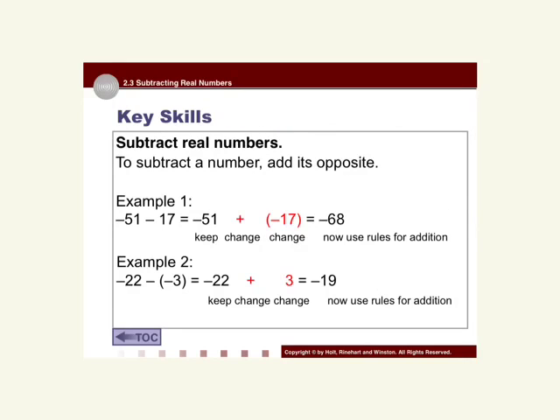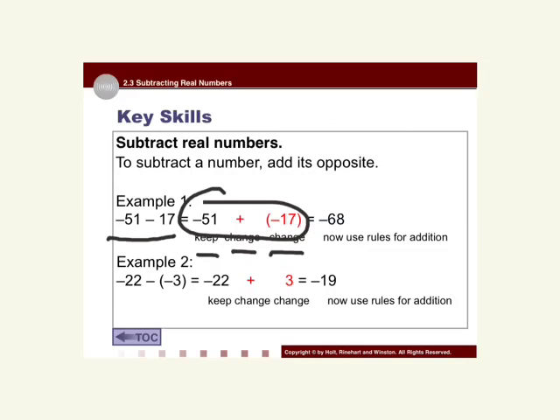So if we take a look here, we have negative 51 minus 17. Well, we're going to keep the negative 51. We're going to change the minus sign to a plus sign. We're going to change the 17 to a negative 17. Now we use the rules of addition. So in this case we have same signs, so same signs add and keep. Different signs subtract. Take the sign of the larger number, your sum will be exact. Well, in this case it's same sign, so we're adding and keeping, and we get a negative 68.